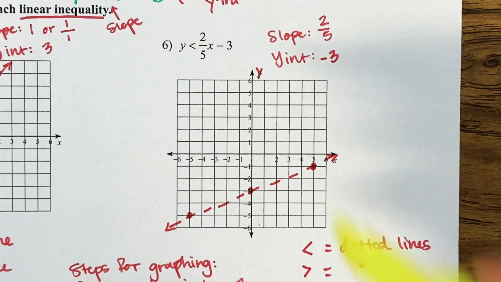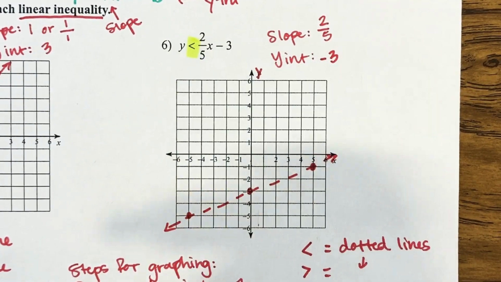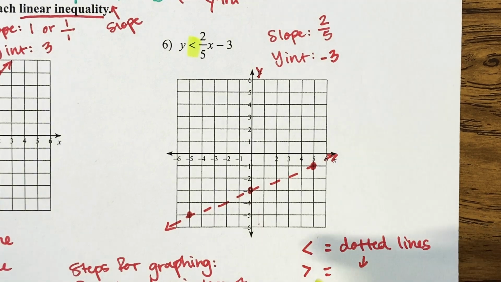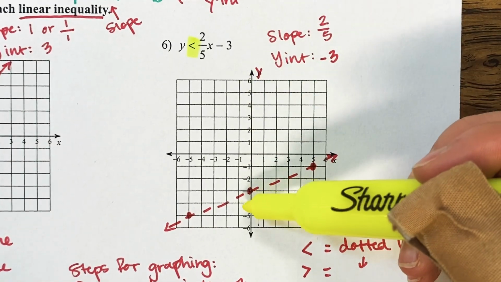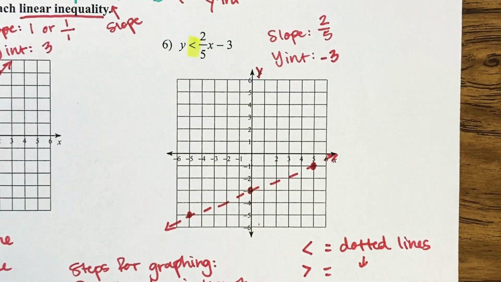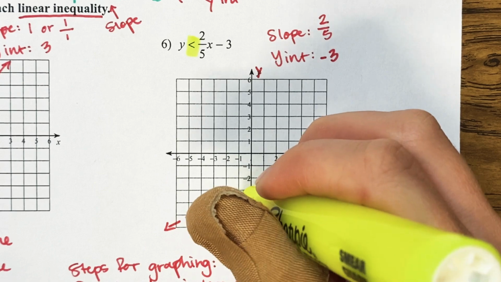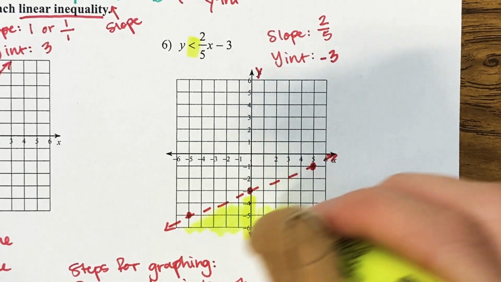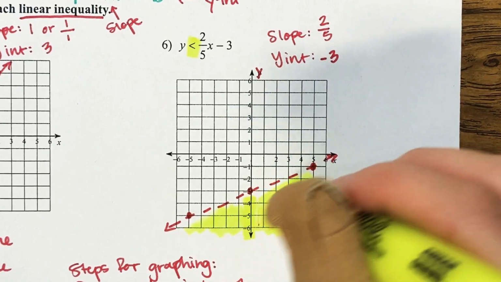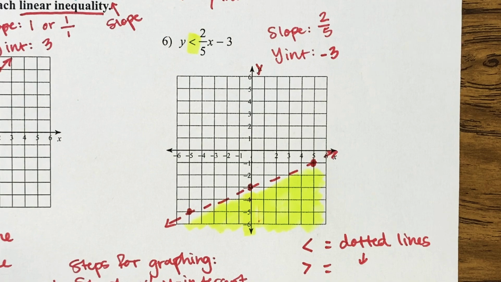So I'm going to look at my sign. This says y is less than. So am I going to shade up for my y values or down when it's less than? I'm going to shade down because those values are becoming less than or smaller. So this time it is shaded on the bottom of that inequality.